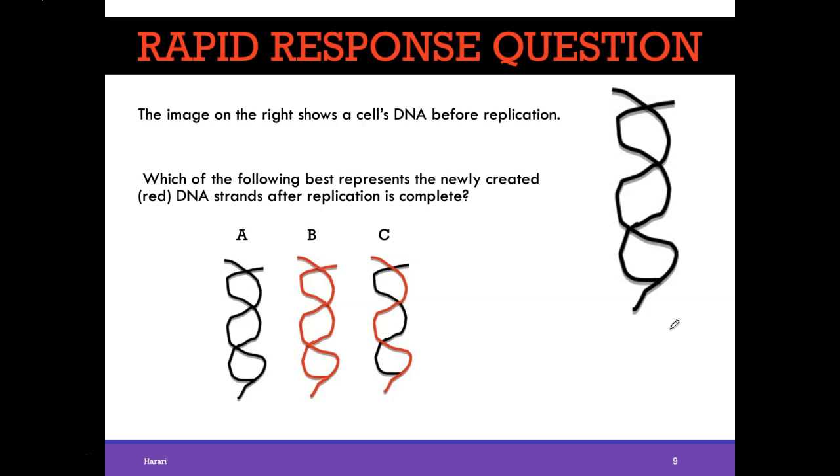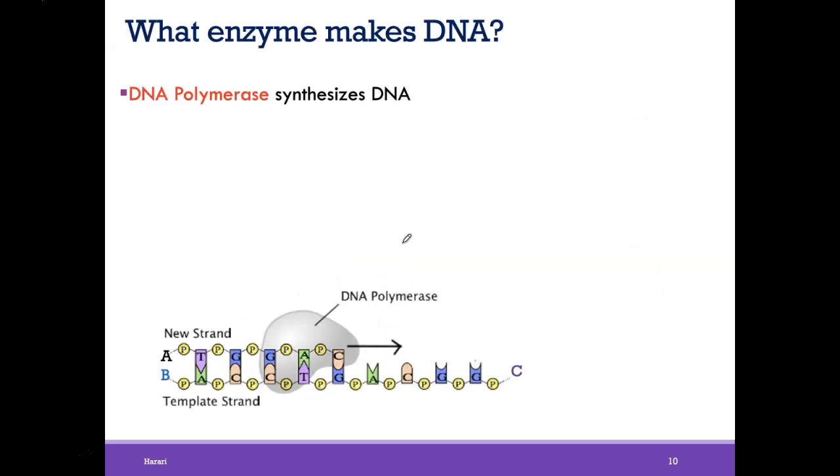So pause here and try to answer this rapid response question. Which of the following best represents the newly created DNA strands in red after DNA replication is complete? So the answer is C. Right, DNA replication is semi-conservative.